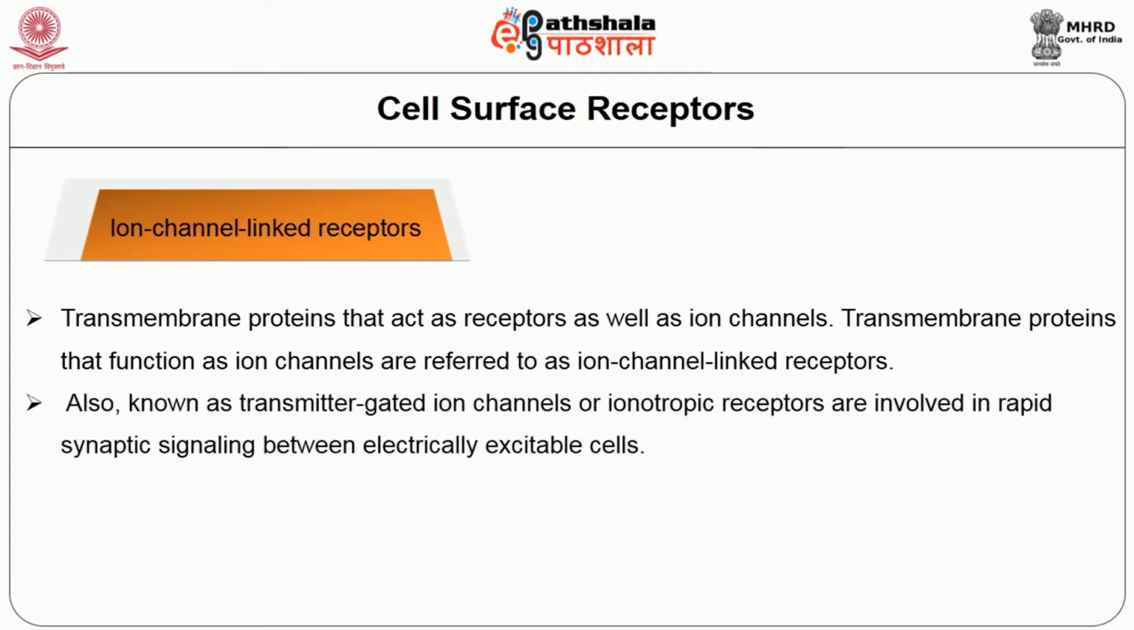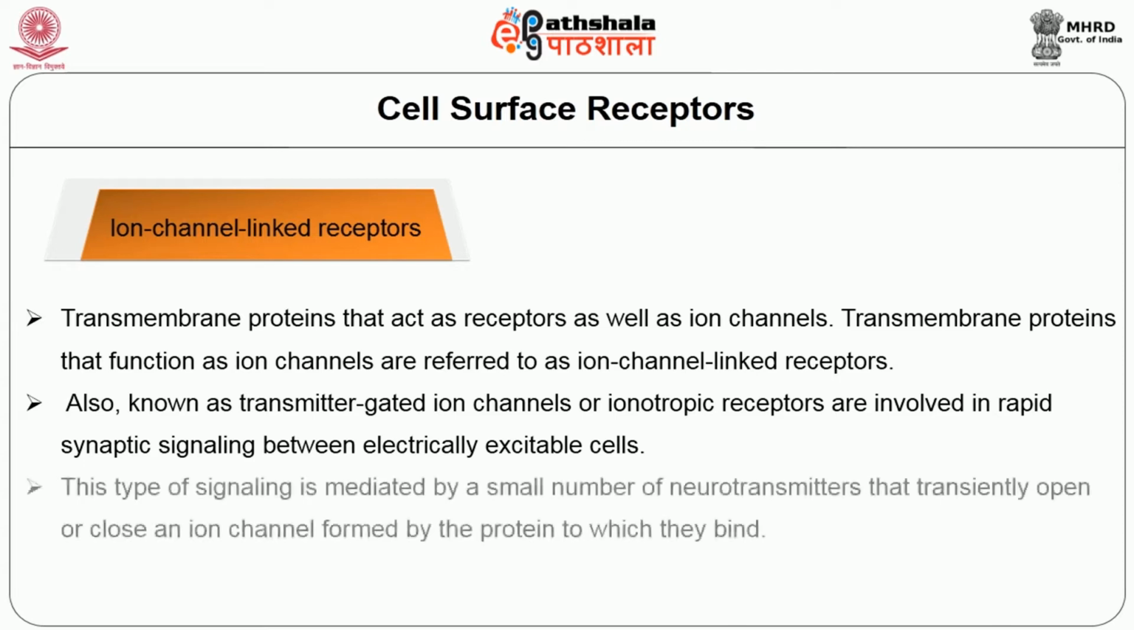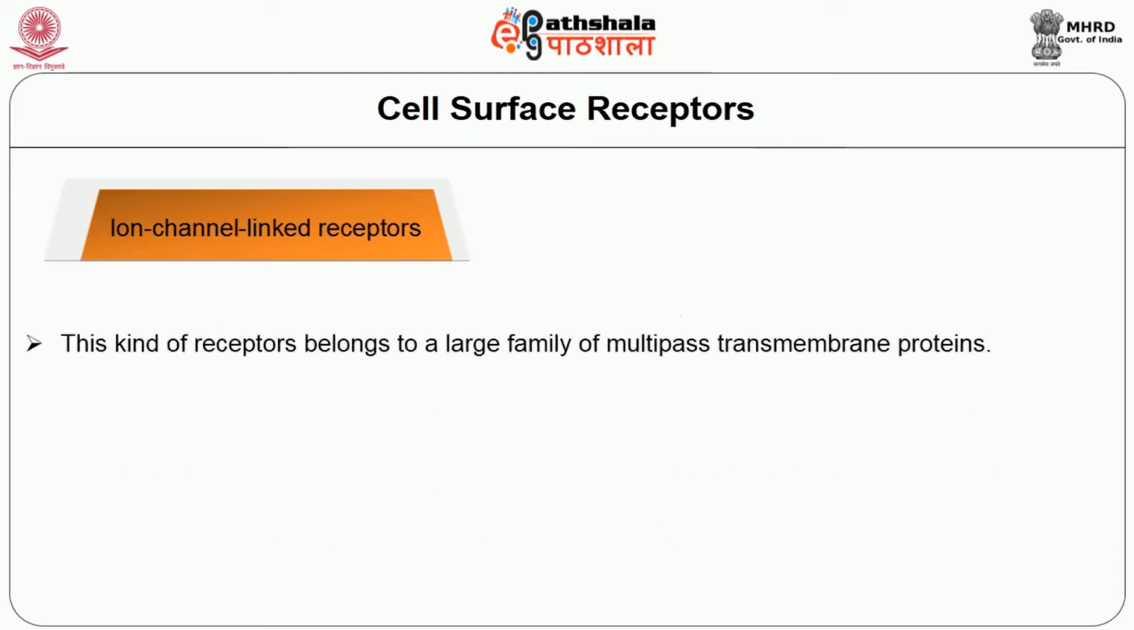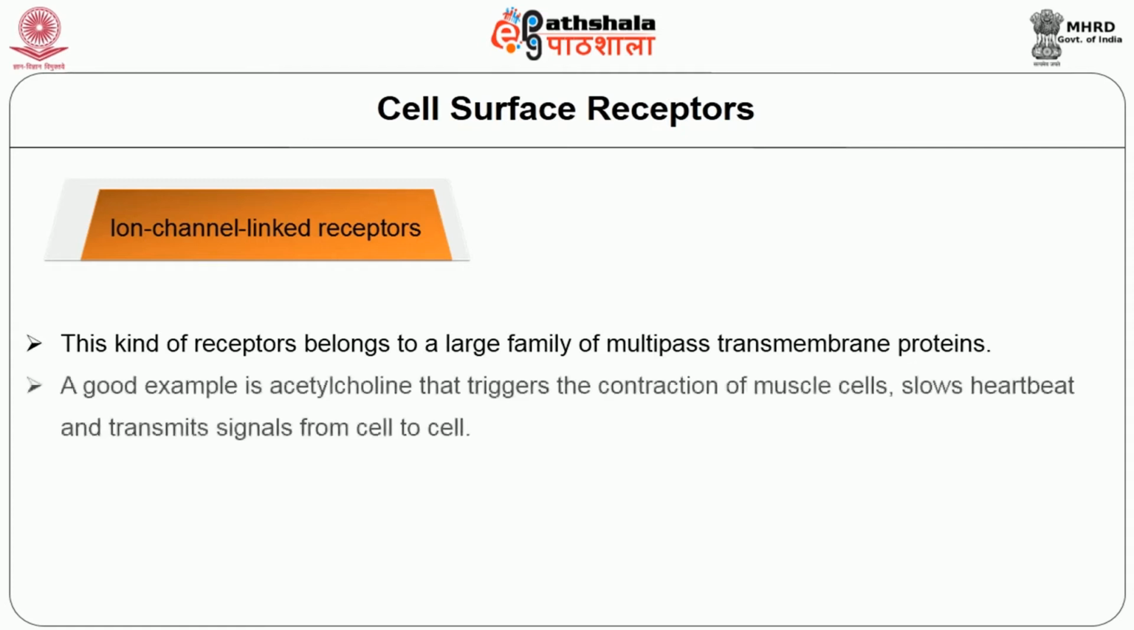Also known as transmitter gated ion channels or ionotropic receptors, they are involved in rapid synaptic signaling between electrically excitable cells. This type of signaling is mediated by a small number of neurotransmitters that transiently open or close the ion channel formed by the protein to which they bind. This kind of receptor belongs to a large family of multipass transmembrane proteins. A good example is acetylcholine that triggers the contraction of muscle cells, slows the heartbeat and transmits signals from cell to cell.